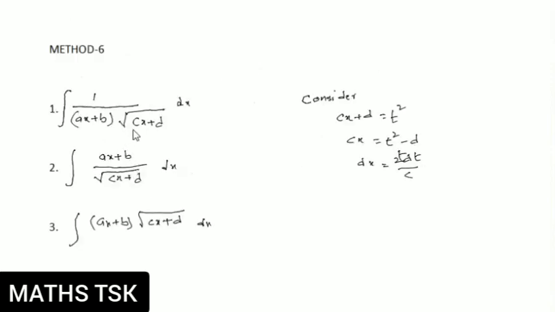Method number 6, it's very easy. I should have discussed it in the beginning, but since it's very easy, I'm discussing it at the end of the session. Integration of 1 by ax plus b into root of cx plus d, or ax plus b by root of cx plus d, or integration of ax plus b into root of cx plus d. In all these cases, under root we have cx plus d. So consider cx plus d as t square. So cx becomes t square minus d. If you differentiate, c into dx becomes 2t dt, so dx becomes 2t dt by c. Okay. So let us take an example on this, so that we can understand the same problem.